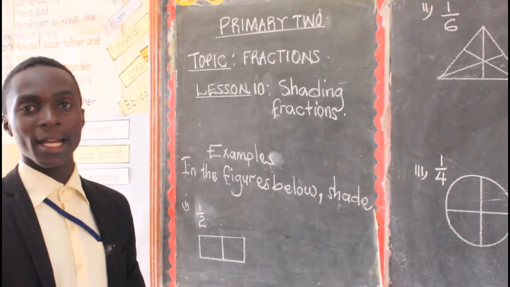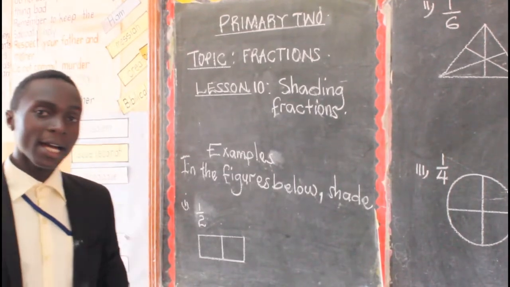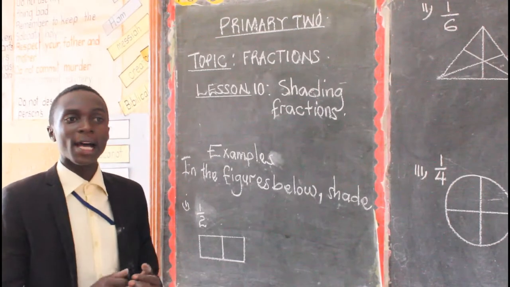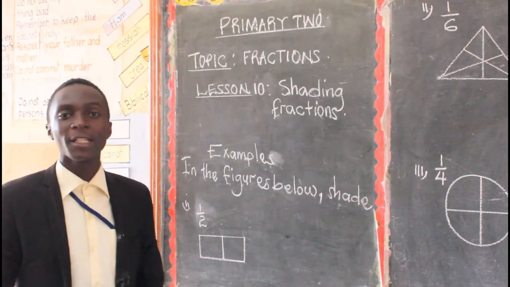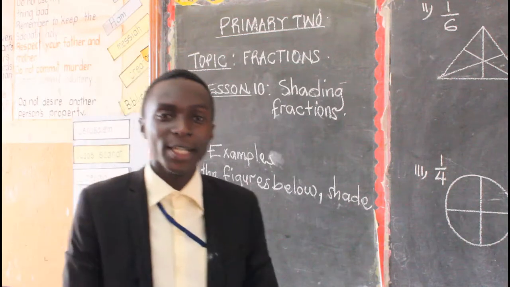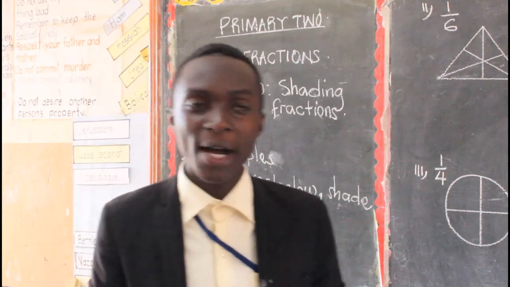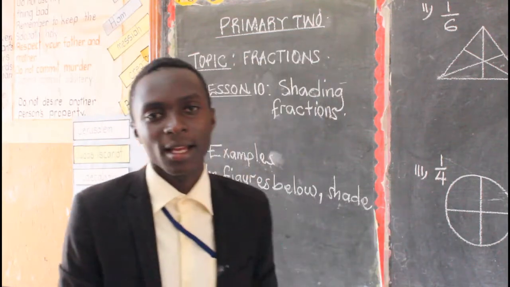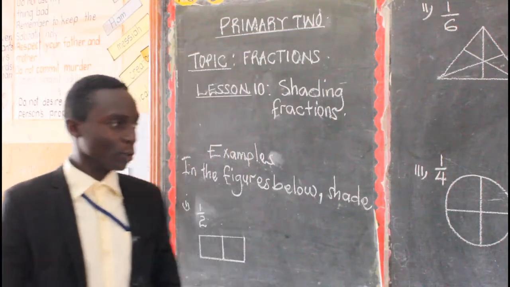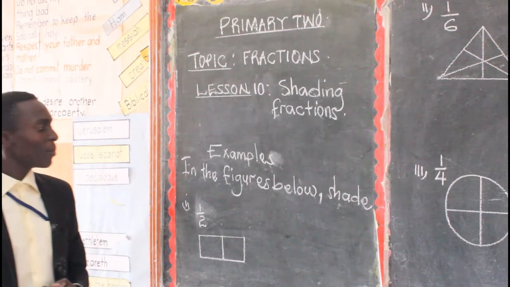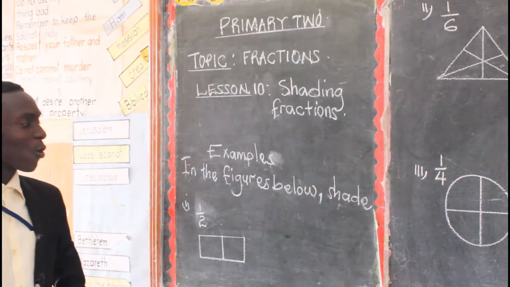If given an activity, you may find a question saying shade 1 out of 2, or shade a half, shade a third, shade a quarter, shade 1/6, shade 1/7, and the others. We are going to see that today. Let us look at our examples in the figures below.